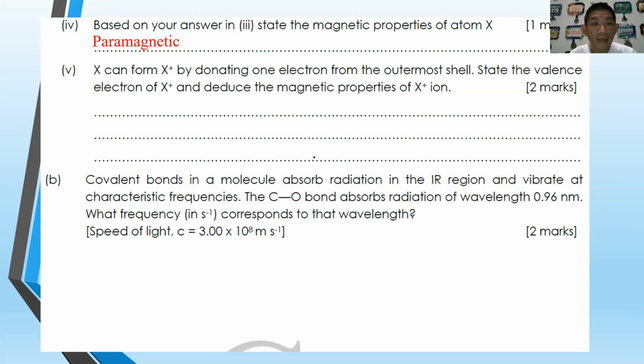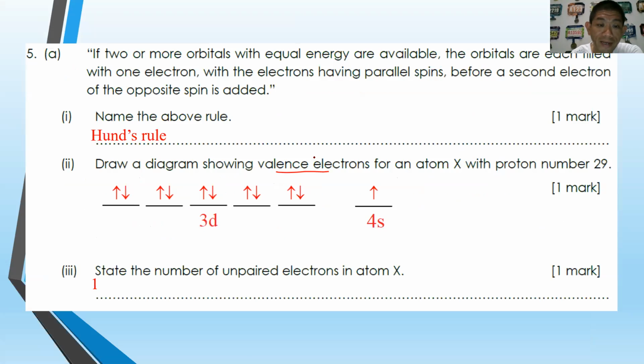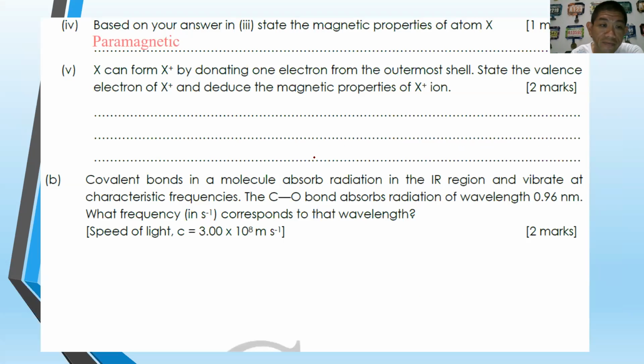And then for number 5, X can form X+ by donating 1 electron from the outermost shell. State the valence electron of X+ and deduce the magnetic properties of X+. So if X is 3d10 4s1 just now, the X+ is 3d10. If 3d10, the magnetic properties change because all of them are filled with pairs of electrons, isn't it? So therefore we say that it is diamagnetic.